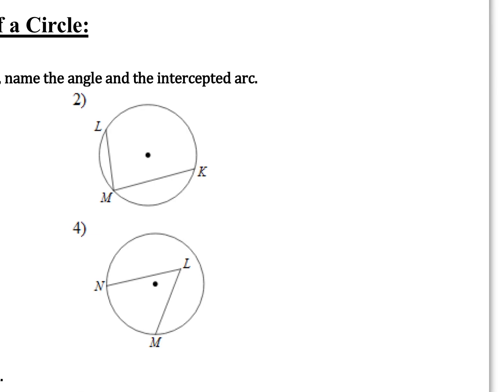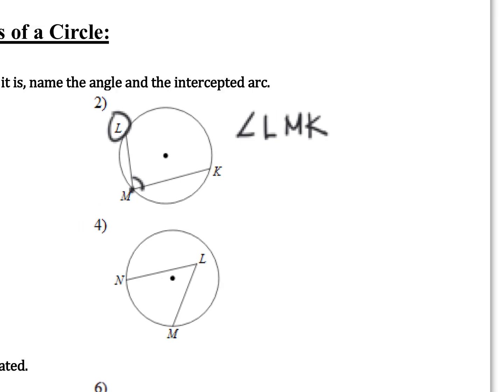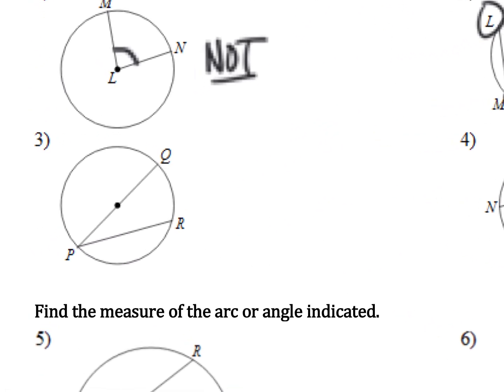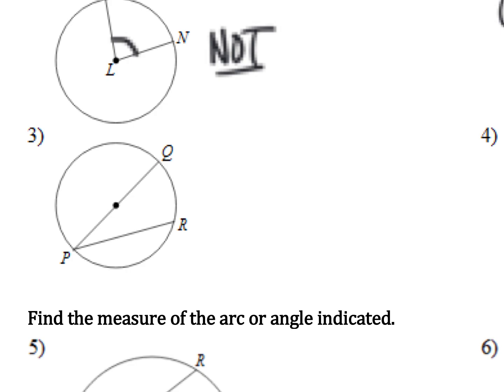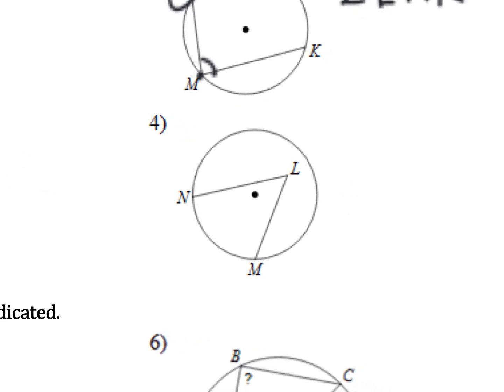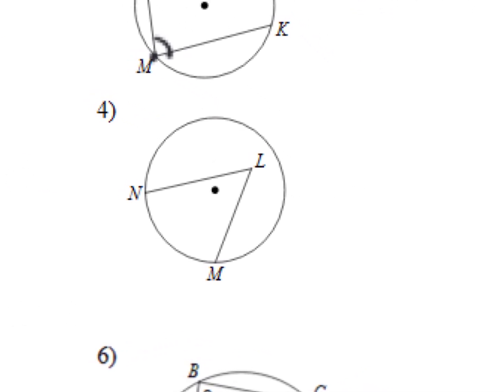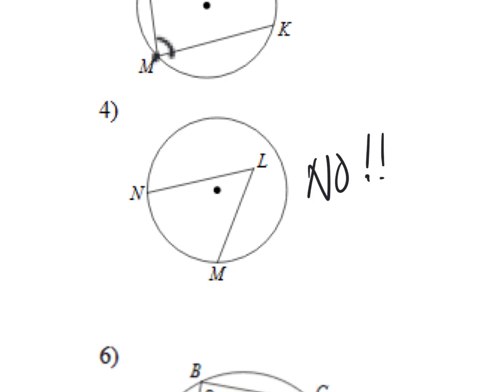Number 2, yes, it is an inscribed angle. It's on the circle. And the name of the angle is, I'll start from here, angle LMK. Okay, next, number 3. Is this an inscribed angle? Yes, it's on the circle. And the name of the angle is angle QPR. Number 4. Is this an inscribed angle? No. It's very obvious. It's not on the circle.